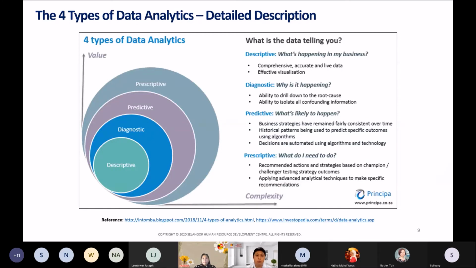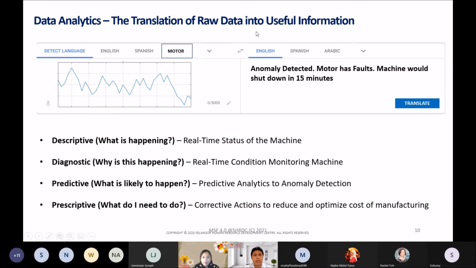Because as you go into more complex prescriptive analytics, you're actually able to identify things a bit better and therefore gain more valuable insights and therefore able to make the right decisions better and faster. So an example of descriptive analytics, right, is about looking at the real-time status of a machine.